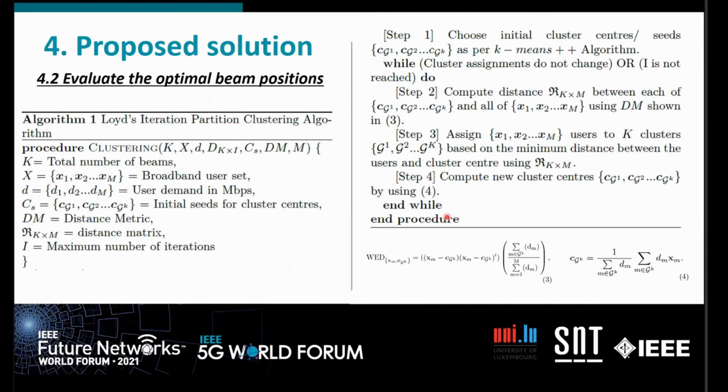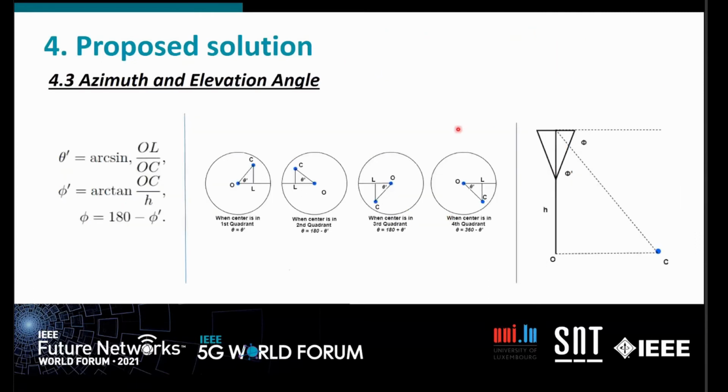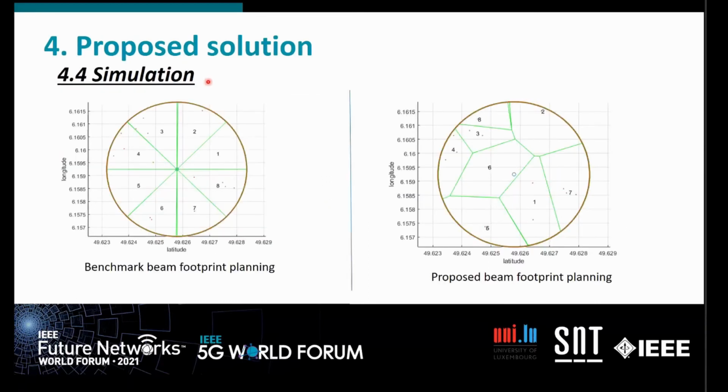At the end of Lloyd's iterative partition clustering algorithm, we will have clusters G1 to GK with centers CG1 to CGK, which should be converted to beams, for which we have to compute azimuth and elevation angle, which can be done by simple geometry. In the next stage, we're going to talk about the simulation of the proposed solution.